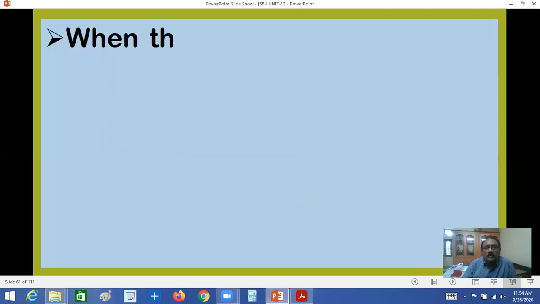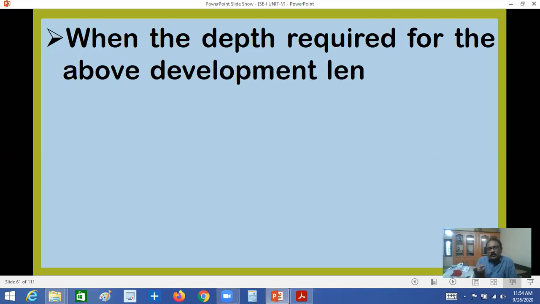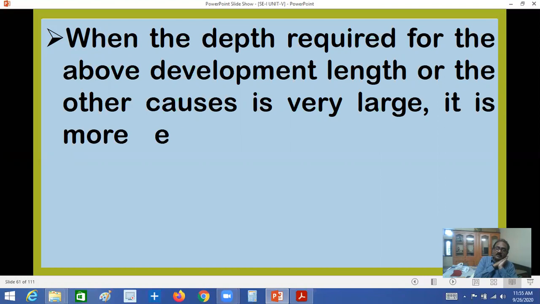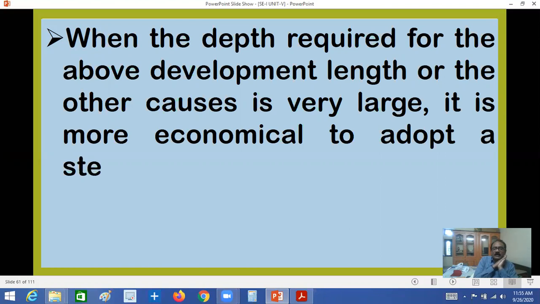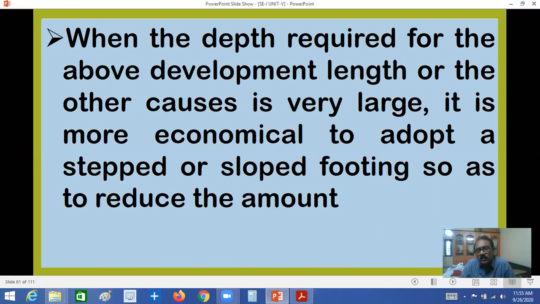Now, when the depth is required for development length, you can turn the bar as a U or L shape. We have to verify whether the development length is sufficient or not in the footing. That is very important. It is more economical to adopt stepped or sloped footings. When this is within the limit, you can go for stepped footing or sloped footing.